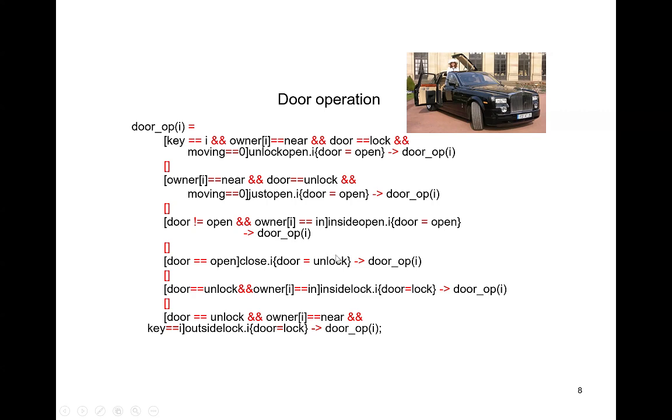Similarly, for inside lock, we don't really need key equal I to be able to lock the door inside. If I leave the door open with my daughter inside, but there is a vicious looking guy outside who looks dangerous, my daughter can just lock the car from inside. So that's the point. You do need key equal I for that kind of condition. So this is pretty much the behavior capturing the door operation.